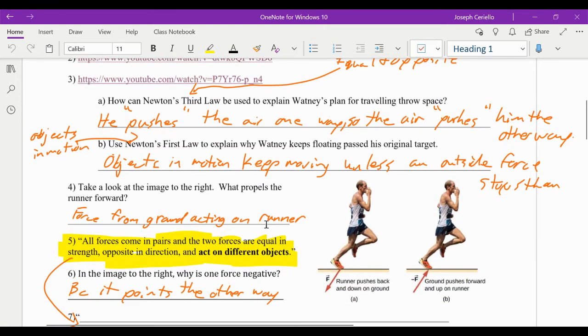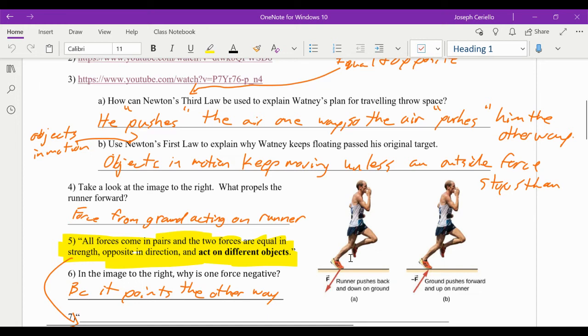So number 4 is a great example of Newton's third law in action. It says, take a look at the image to the right. What propels the runner forward? A lot of people might say, oh, the runner's legs pushing off the ground. That's not exactly what pushes the runner forward. You'll see in picture A, it says the runner pushes back and down on the ground.